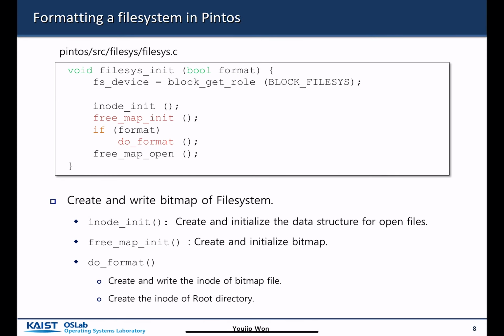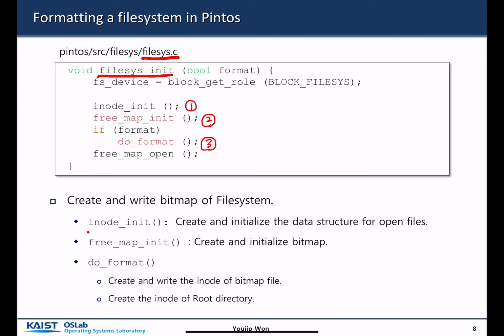Okay. So this is the code for initializing the file system. It is in filesys.c. The name of the function is filesys_init. It contains 3 basic steps: initializing the inode, initializing the bitmap, and performing format. So what does it correspond to? We're going to look at the details.